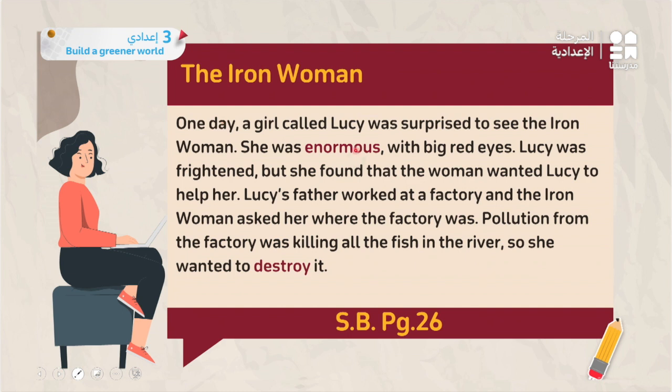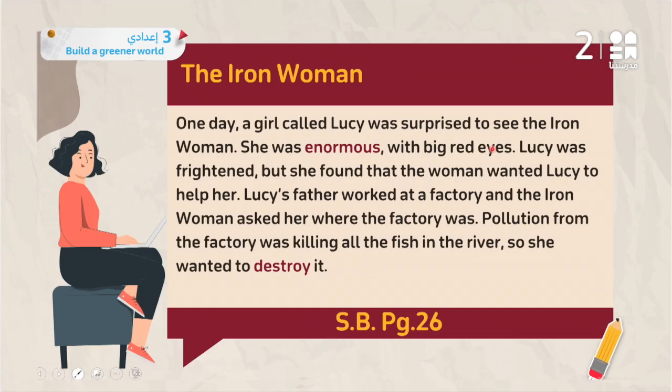ال passage بتقول one day a girl called Lucy was surprised to see the Iron Woman. في بنت اسمها لوسي كانت مستغربة لما شافت المرأة الحديدية. She was enormous. Enormous means huge or very big. كانت ضخمة جدا. This is the Iron Woman. With big red eyes. وعينيها كانت حمراء. Lucy was frightened, but she found that the woman wanted Lucy to help her. Lucy at first was frightened. She was scared.